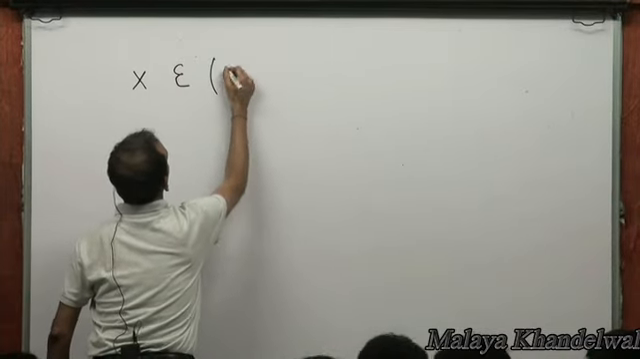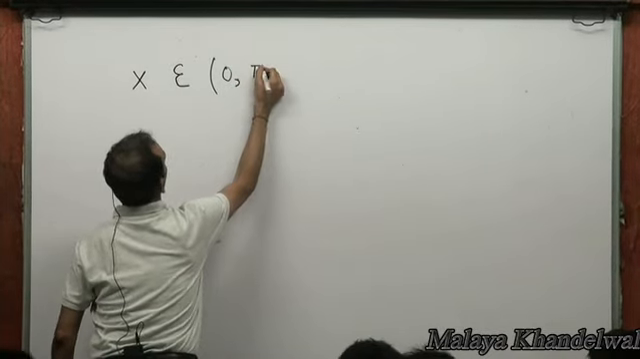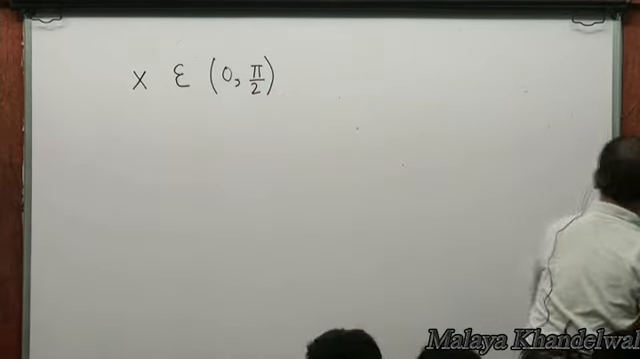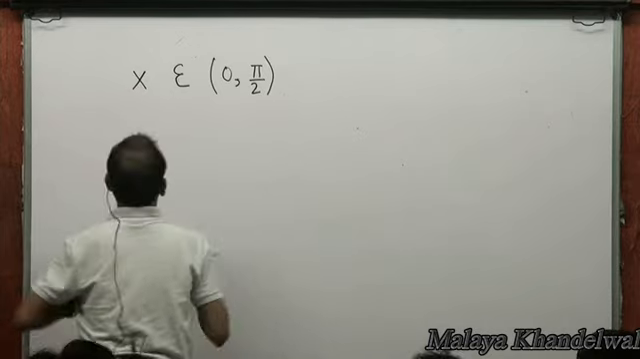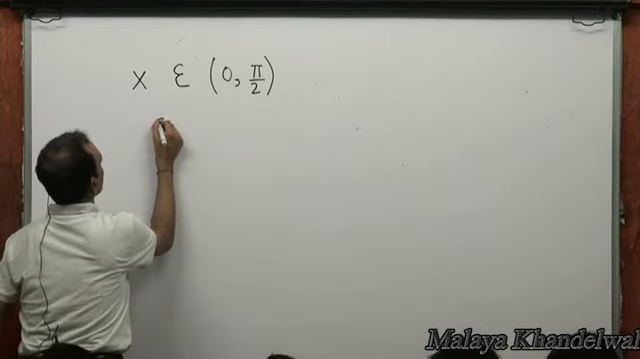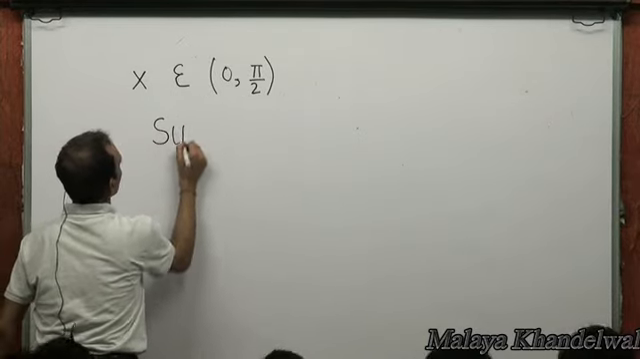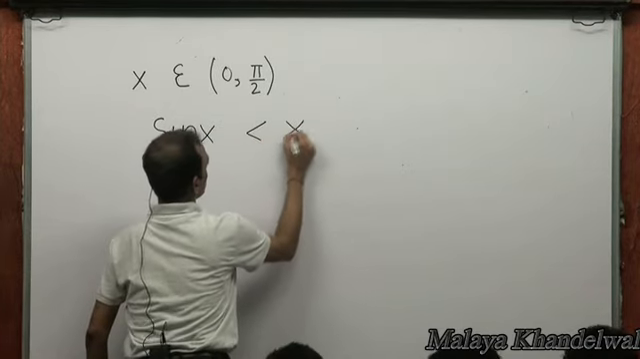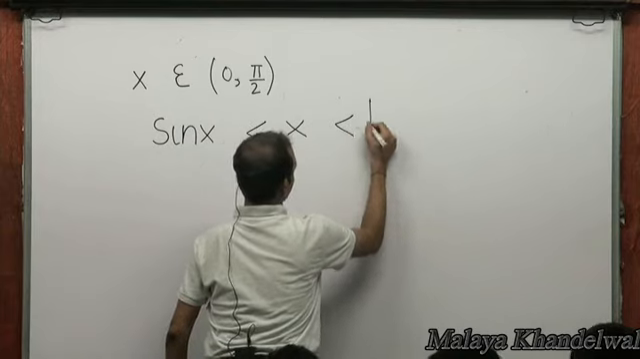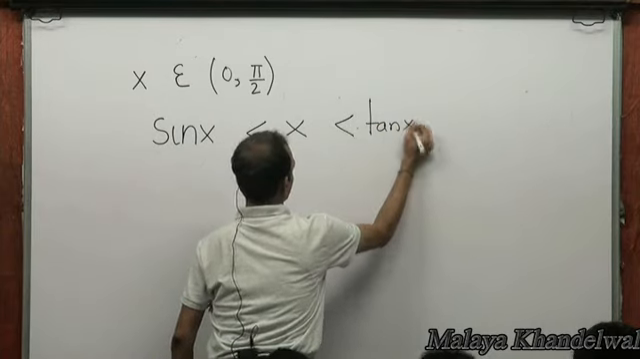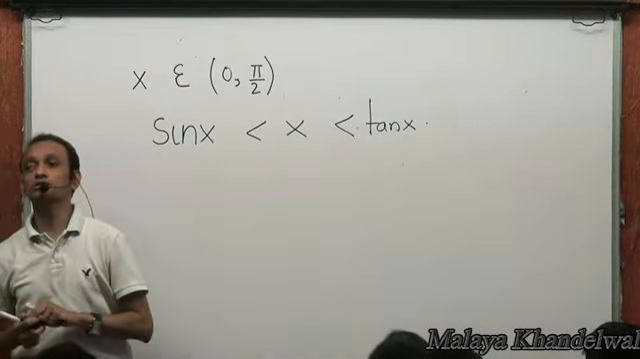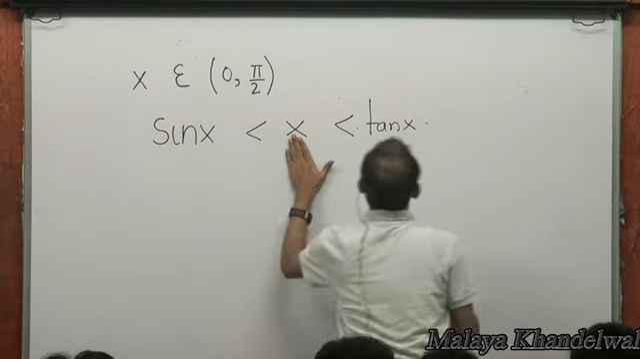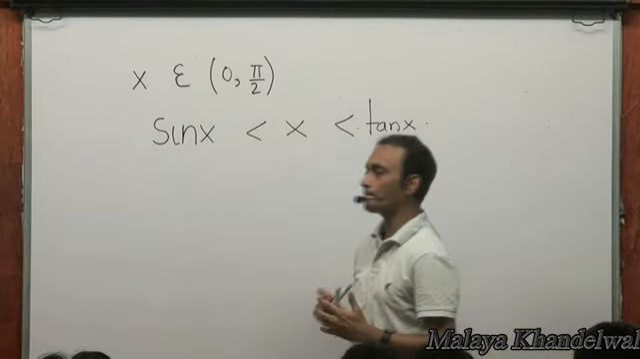If x belongs to 0 to pi by 2, we want to show that sin x is less than x, which is less than tan x in this interval. For x belongs to 0 to pi by 2, I want to show that sin x would be less than x less than tan x.